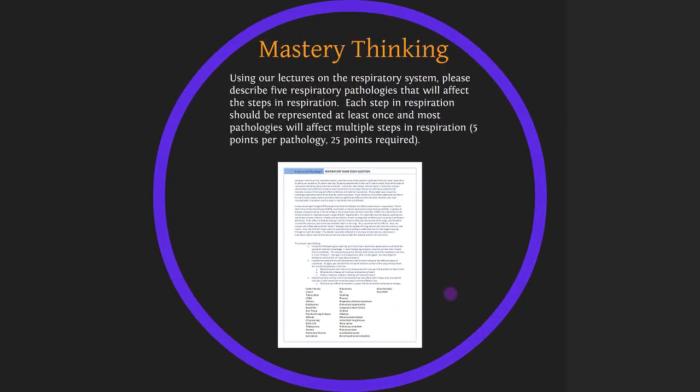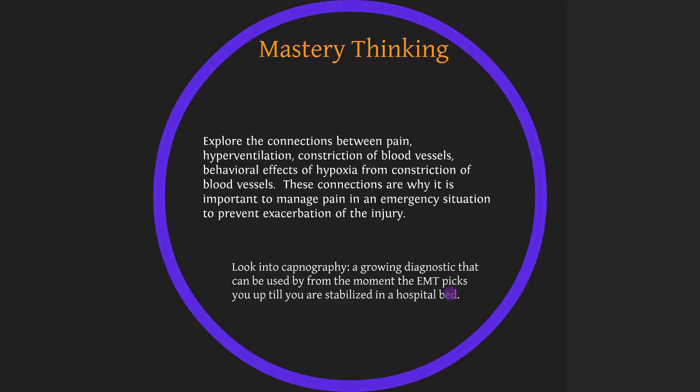There's a whole lot of mastery things. One of the things that you have to do is, again, take a look at this. This is going to be your pathologies that you have to do for the test. 25 of the 55 points are respiratory pathologies. All kinds of things. I really like the respiratory system because it just breaks things down. So explain the connection between pain, hyperventilation, constriction of blood vessels, and behavioral effects of hypoxia from constriction of blood vessels.